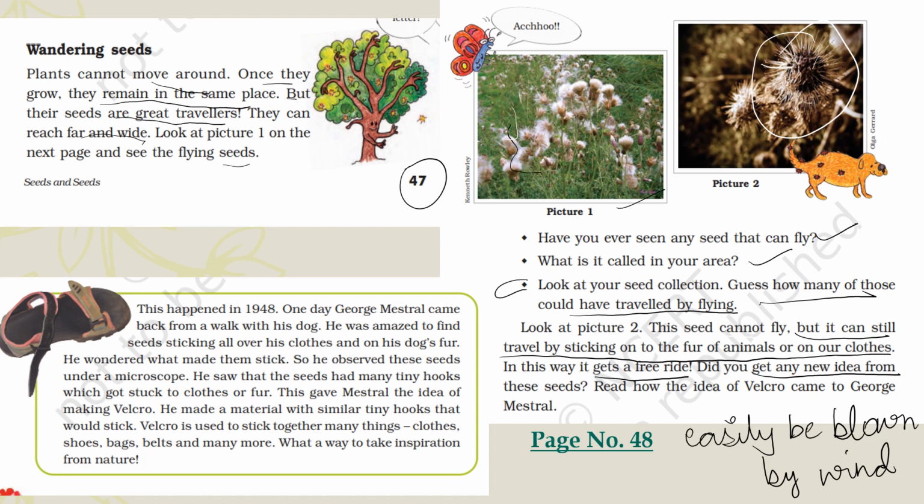Did you get any new idea from these seeds? Read how the idea of Velcro came to George de Mestral. So you must have seen the Velcro, which is the two strips that stick together and they work as a closure. वो किसी भी चीज को बंद करने के लिए यूज होती है. For example, the clothes, shoes, bags, belts, and many more other things.